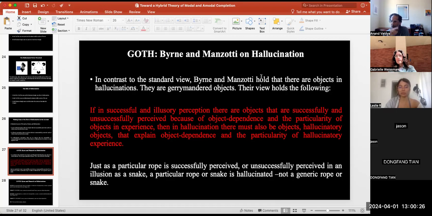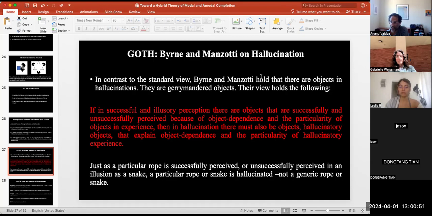Byrne and Manzotti want to focus on this object dependence of particularity and say that this stretches across perception, illusion, and actually hallucination. Just as in a perception, there's a particular yellow lemon you're looking at, and in an illusion, there's a particular snake you're seeing against the background of seeing a rope.